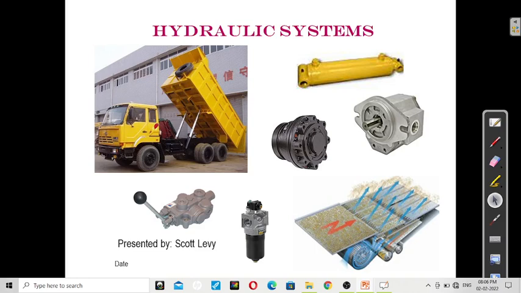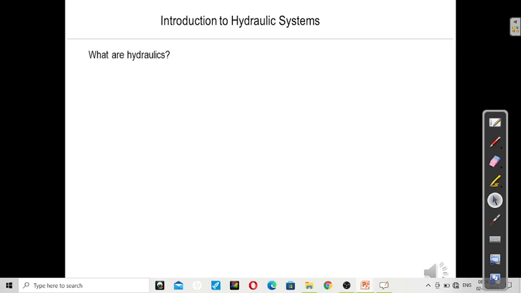Good day to all. Today we are going to see about the hydraulic system. These are all examples of the hydraulic system. This is one of the examples of a hydraulic system. Then how will it occur like this? What is the hydraulic system?